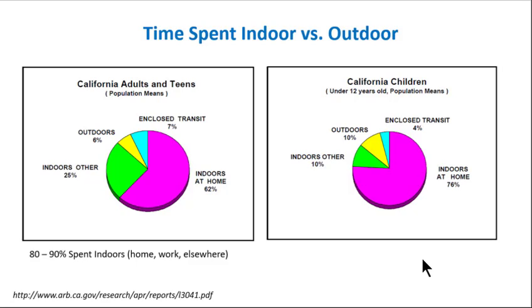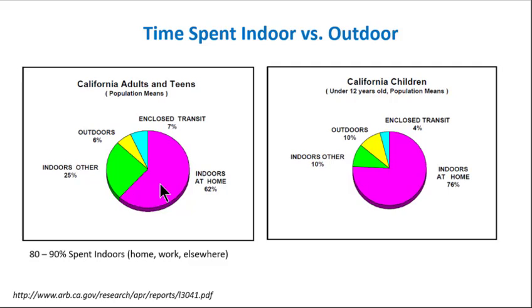What may not be as clear is how much more time individuals spend indoors versus outdoors. The charts below show data compiled by the California Air Resources Board to determine this. On the left is a pie chart for adults and teens, and on the right is the same, but for children. As seen in both cases, we spend most of our time on average indoors at home.